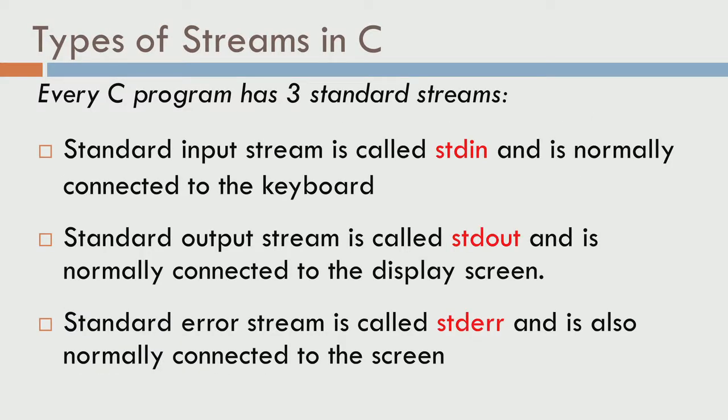So, let us now concentrate on what C gives us. Every C program is automatically associated with 3 standard streams. That is why you will see the prefix std for it. There are 3 standard streams: stdin, stdout, and stderr. stdin is for the input stream, stdout is for the output stream or anything that gets written from the program, and stderr is for printing any errors. stdin is usually associated with the keyboard, stdout is usually associated with the screen, and stderr is also usually associated with the screen.